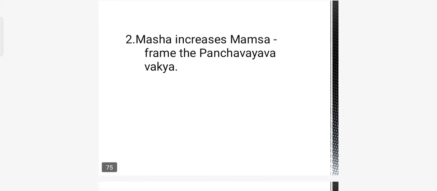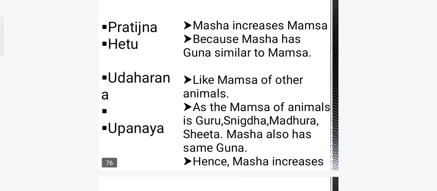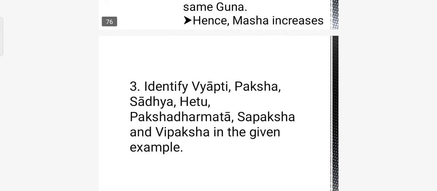So moving on to the next one. Masha increases Mamsa. Just discern one example. Pratigna: Masha increases Mamsa. Why? Because the Masha is having similar guna to that of Mamsa. Udaharana, like the mamsa of other animals like Aja, Avi or Kukkuta, anything. Then Upanaya: as the mamsa of animals is Guru, Snigdha, Madhura, Shita, Masha is also having the same properties in it. Hence, the Masha is going to increase the mamsa in the person.